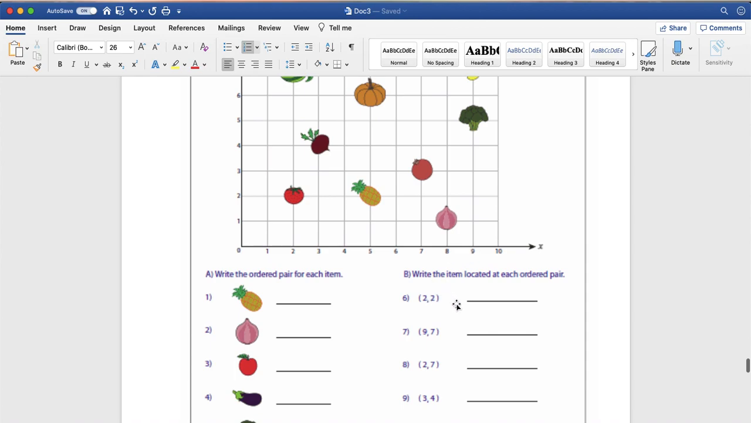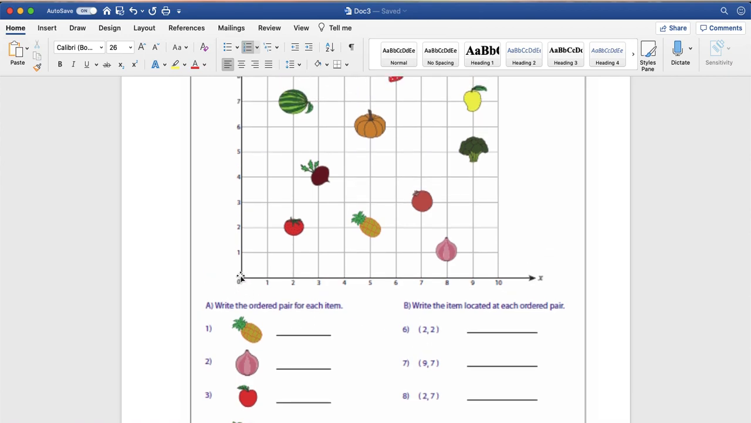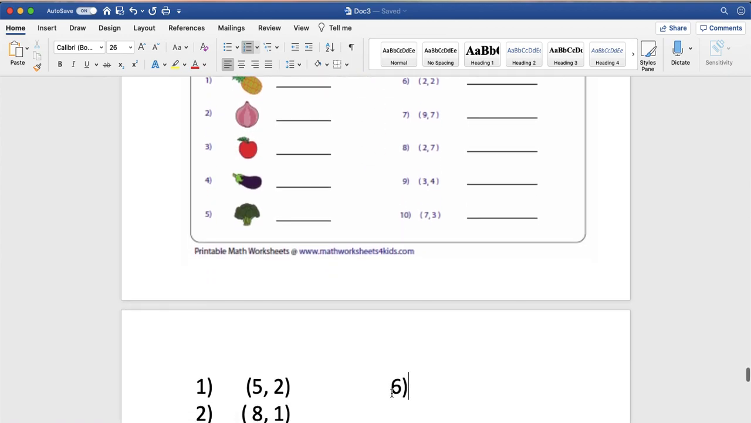So let's start off over here. I have 2, 2. Remember I always start off at my home base. Now this is telling me to run 2 times, so I am running 1, 2. And then it's telling me to jump up 2 times as well, so I'm jumping up 1, 2. I have a tomato over here. So then I would just write tomato.